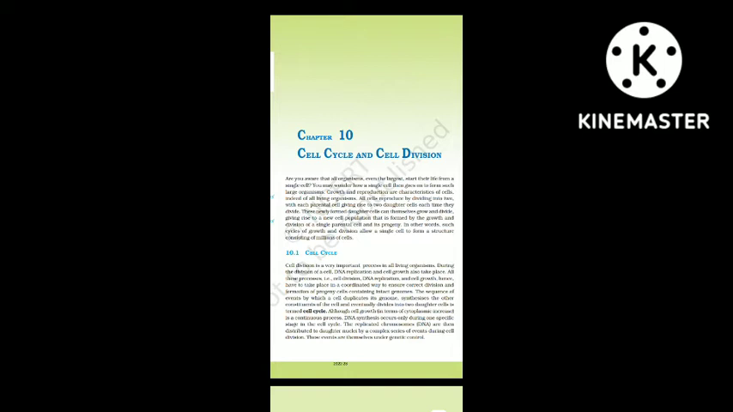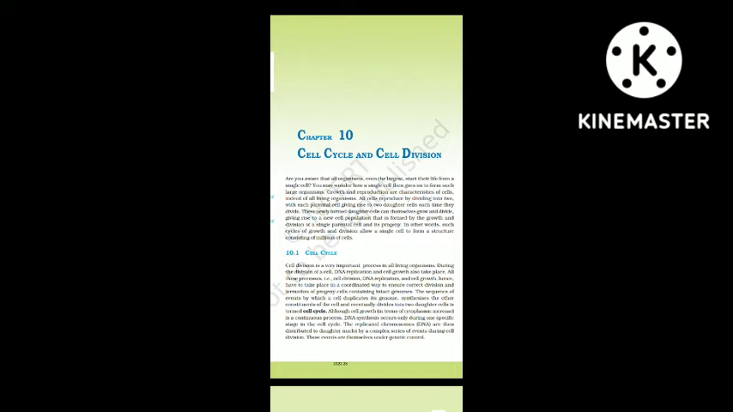Chapter 10: Cell Cycle and Cell Division. Are you aware that all organisms, even the largest, start their life from a single cell? You may wonder how a single cell then goes on to form such large organisms. Growth and reproduction are characteristics of cells, indeed, of all living organisms.